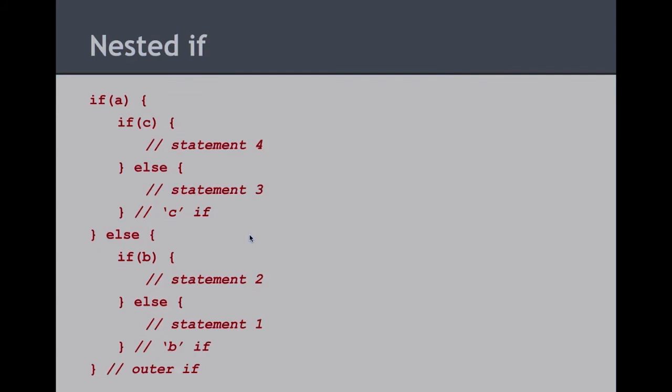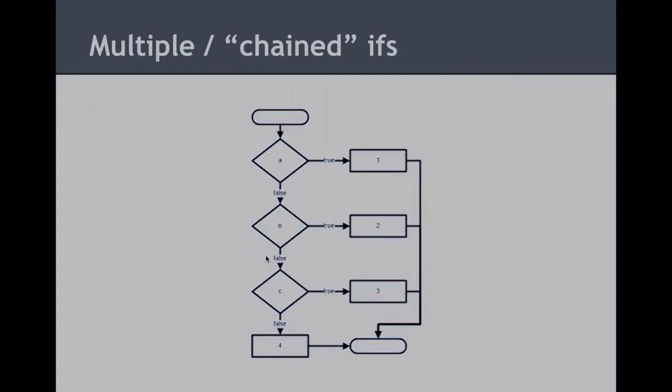Now, another way that we can combine if statements is with multiple or chained if statements. In this case, what we're going to do is just have a series of if statements, one right after the other. And we'll see which one of them is true and execute the corresponding statement. So this ends up looking a little bit like a switch. The difference is that we ask a series of true-false questions instead of one multiple choice question.